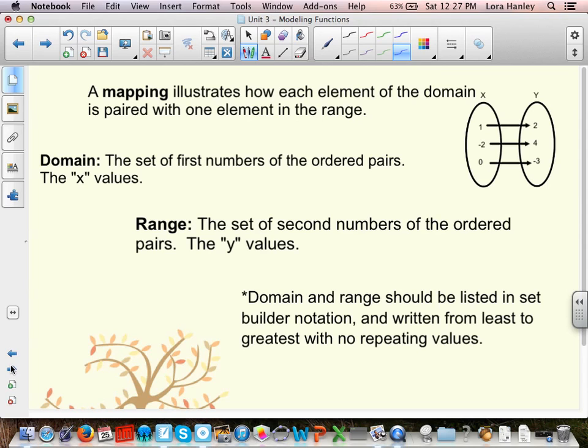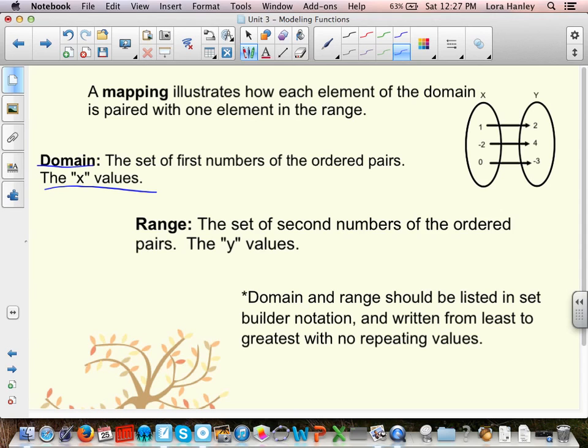We also said we can represent relations as a mapping, a table, and a graph. A mapping is one way to separate your x's and your y's. When we talk about x's and y's, there are more specific names for those. Your domain is all of your x values. It is the set of the first numbers in the ordered pair. So if you're doing an application problem, maybe you aren't using x and y, but it's the first set.